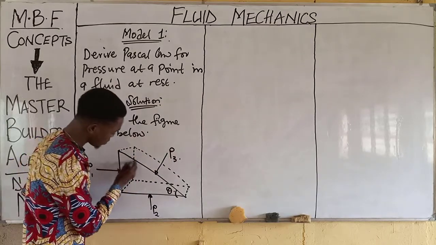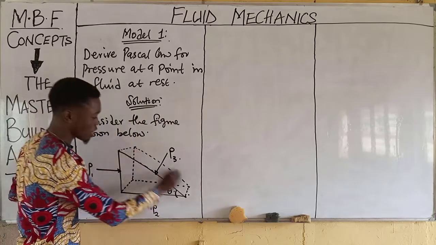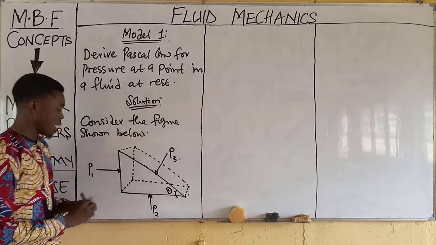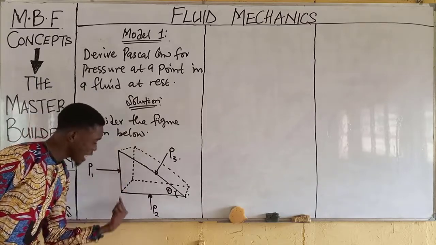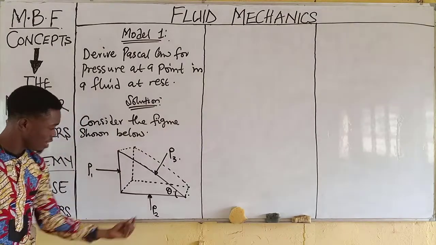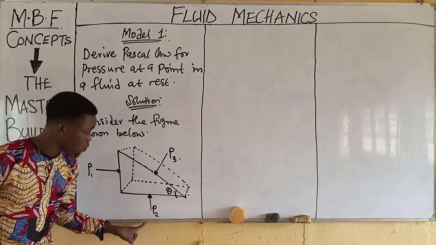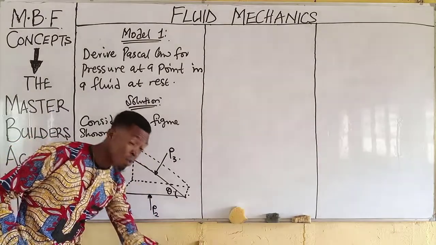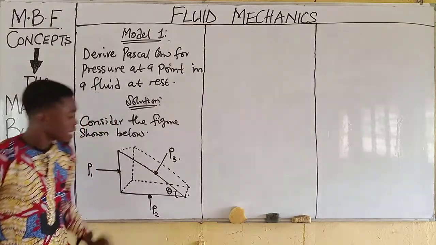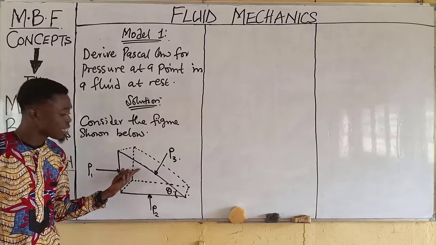A section. Now it has a cross-sectional area. Now in the vertical direction, we have a pressure acting on this end. For the horizontal direction, we have a pressure labeled as P2. And for the inclined direction, we have a pressure labeled as P3. Now guys, there we have the angle of inclination of this third member.